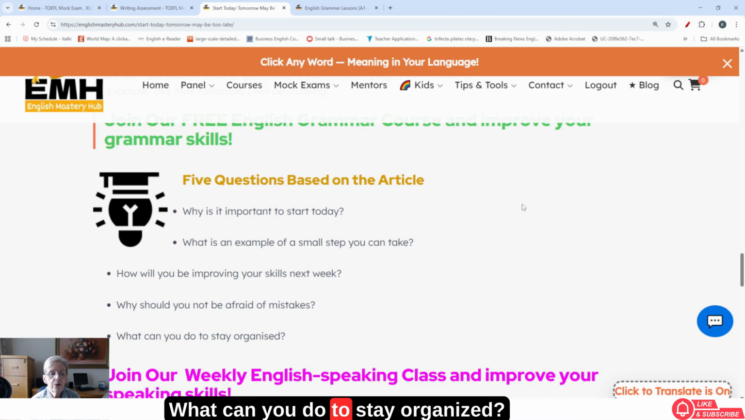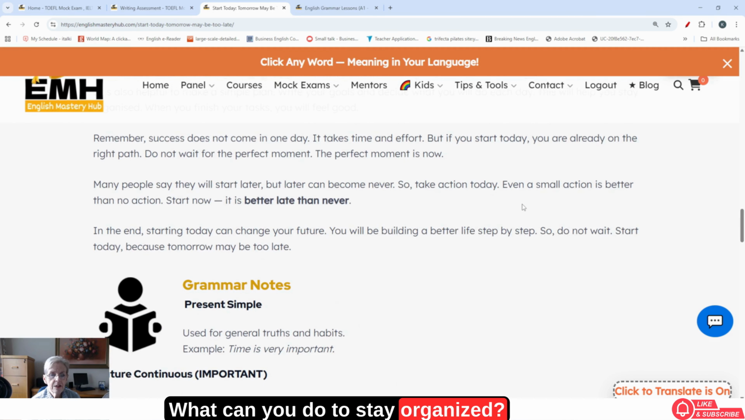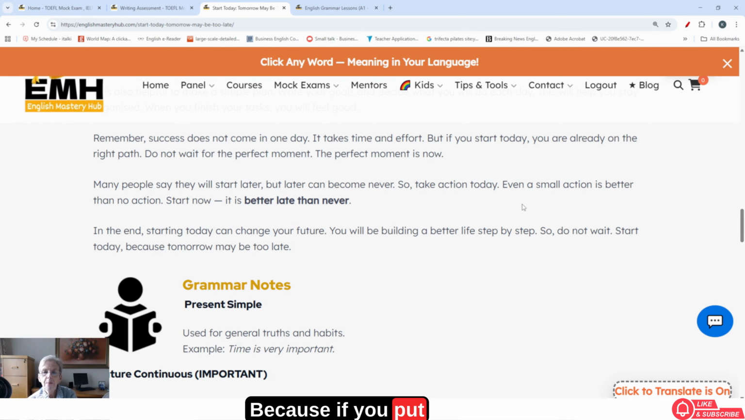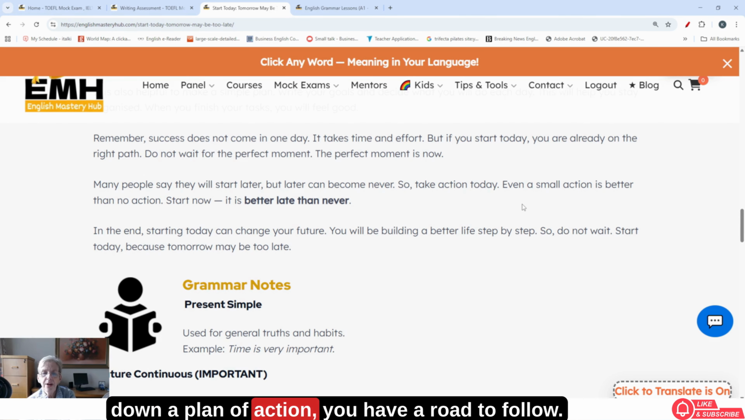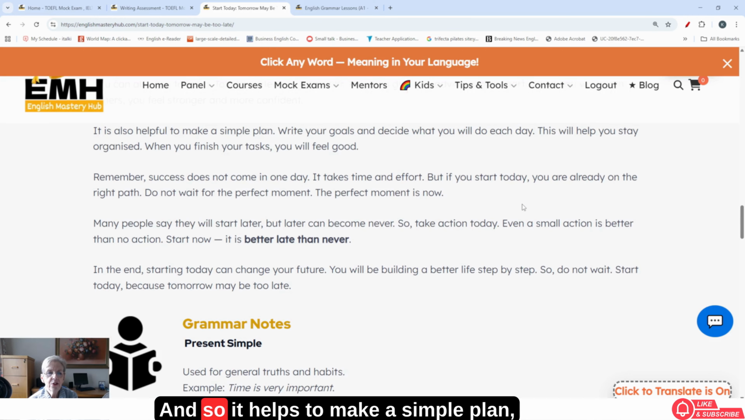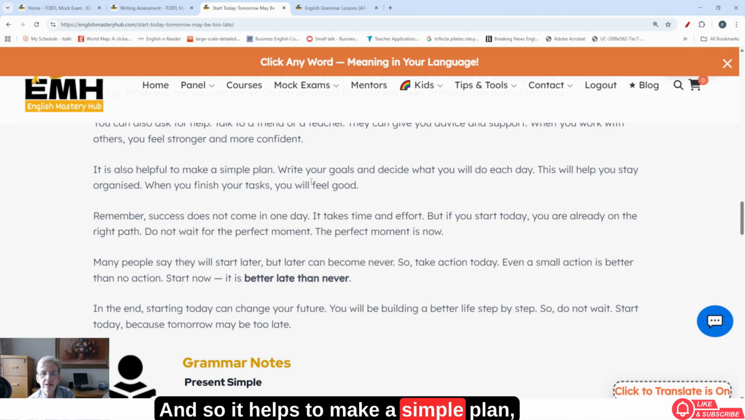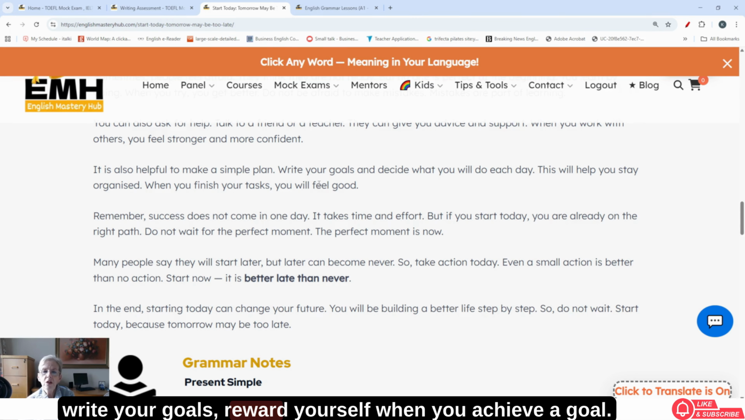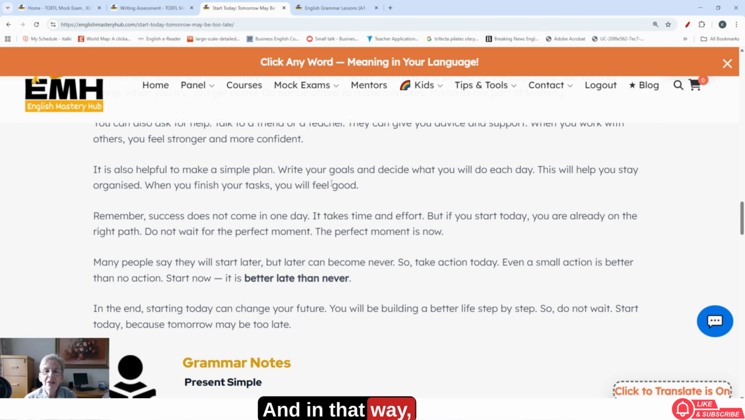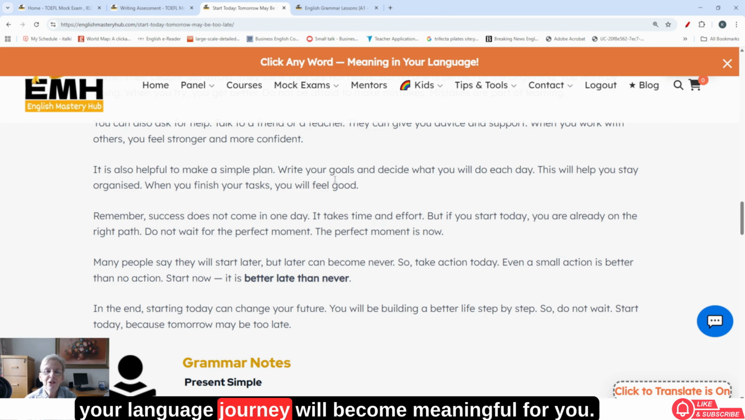What can you do to stay organized? Organization is a key skill because if you put down a plan of action, you have a road to follow. You know what you're going to do the next day. And so it helps to make a simple plan, write your goals, reward yourself when you achieve a goal. Why not? And in that way, your language journey will become meaningful for you.